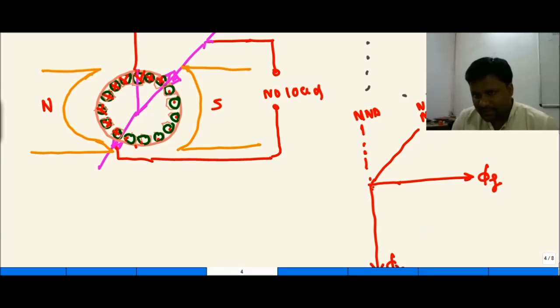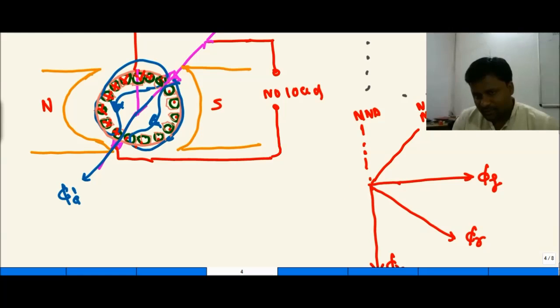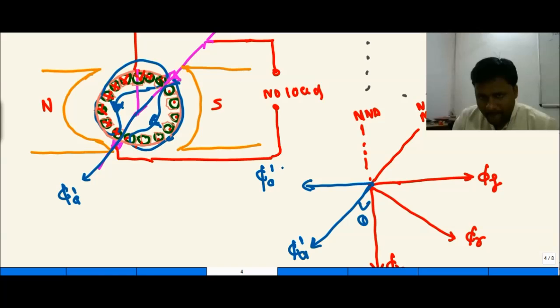And we can say that this is the resultant flux. Now, as per the new MNA we have seen, this is basically called the armature flux like this, and it is moving clockwise. So this is our new armature flux direction. So we can also say that there is a change in the direction of the armature flux at an angle theta. If we divide this into components, we can say that it is phi A dash sin theta, and this is phi A dash cos theta.